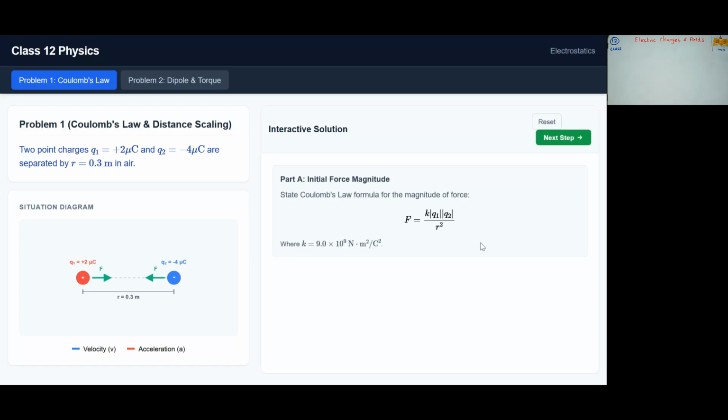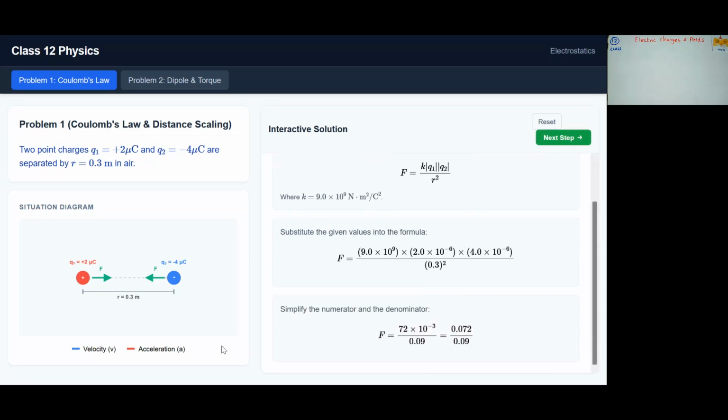Let's plug our numbers into it. K is equal to 9.0 into 10 power 9 newton meter square by coulomb square. Now put the values of Q1, Q2 and the distance R, 0.3 meter, so 0.3 the whole square. Next step, simplify the numerator and denominator. We will get F is equal to 72 into 10 power minus 3 by 0.09, which is equal to 0.072 by 0.09.